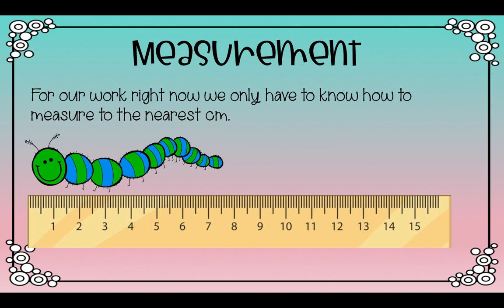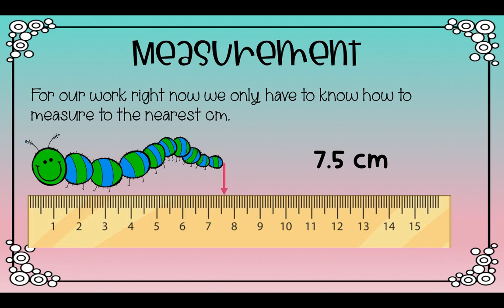So since we only have to be able to know how to measure to the nearest number, this caterpillar falls in between two numbers. You could tell me that this caterpillar is 8 centimeters long, and your answer would be right. If you want to get real fancy, though, he's actually 7.5 centimeters long. See how he falls halfway between the 7 and the 8? So I would put that as 7.5 centimeters, making sure I have a unit of measurement at the end.